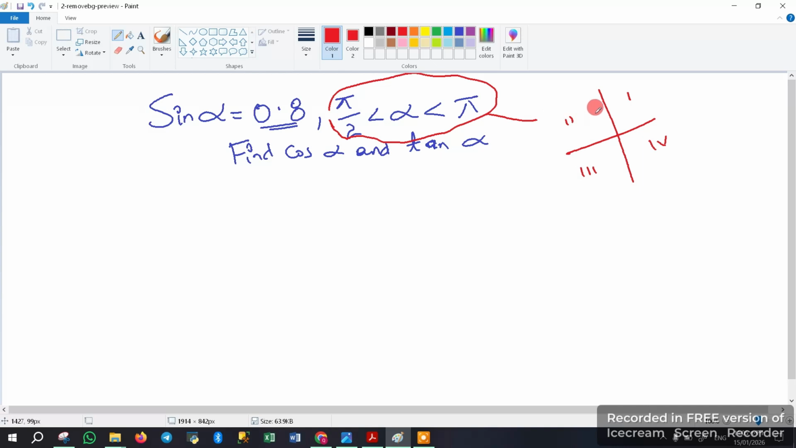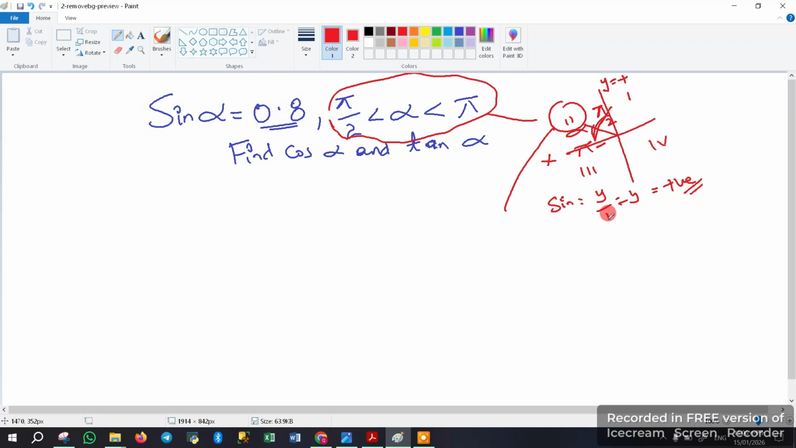So this pi over 2 is here, right? And pi is here. So this means the angle is between this. So this is alpha, which lies in quadrant 2. In quadrant 2, the x value is negative, and the y value is positive. So that means the sine value will be y over r, that means y, it is positive.